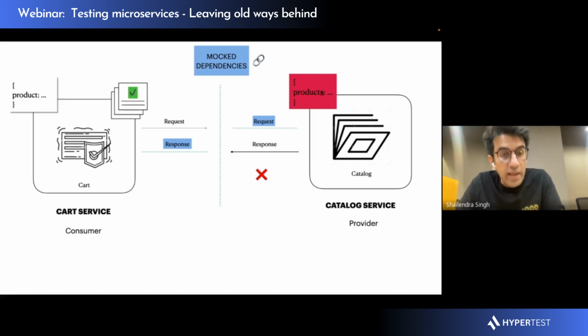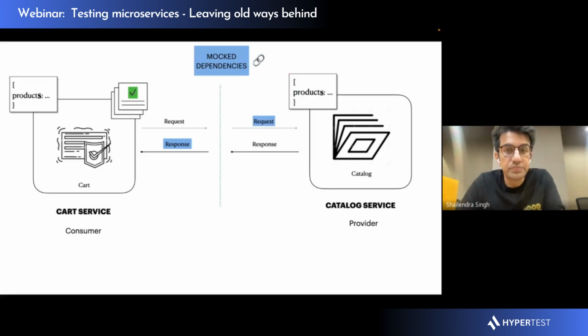And since it was not made aware of it, the tests that the cart service had written were passing all the time, versus getting failed and notifying the owner of the cart service that they now need to accommodate the new response. This is what should ideally have happened.